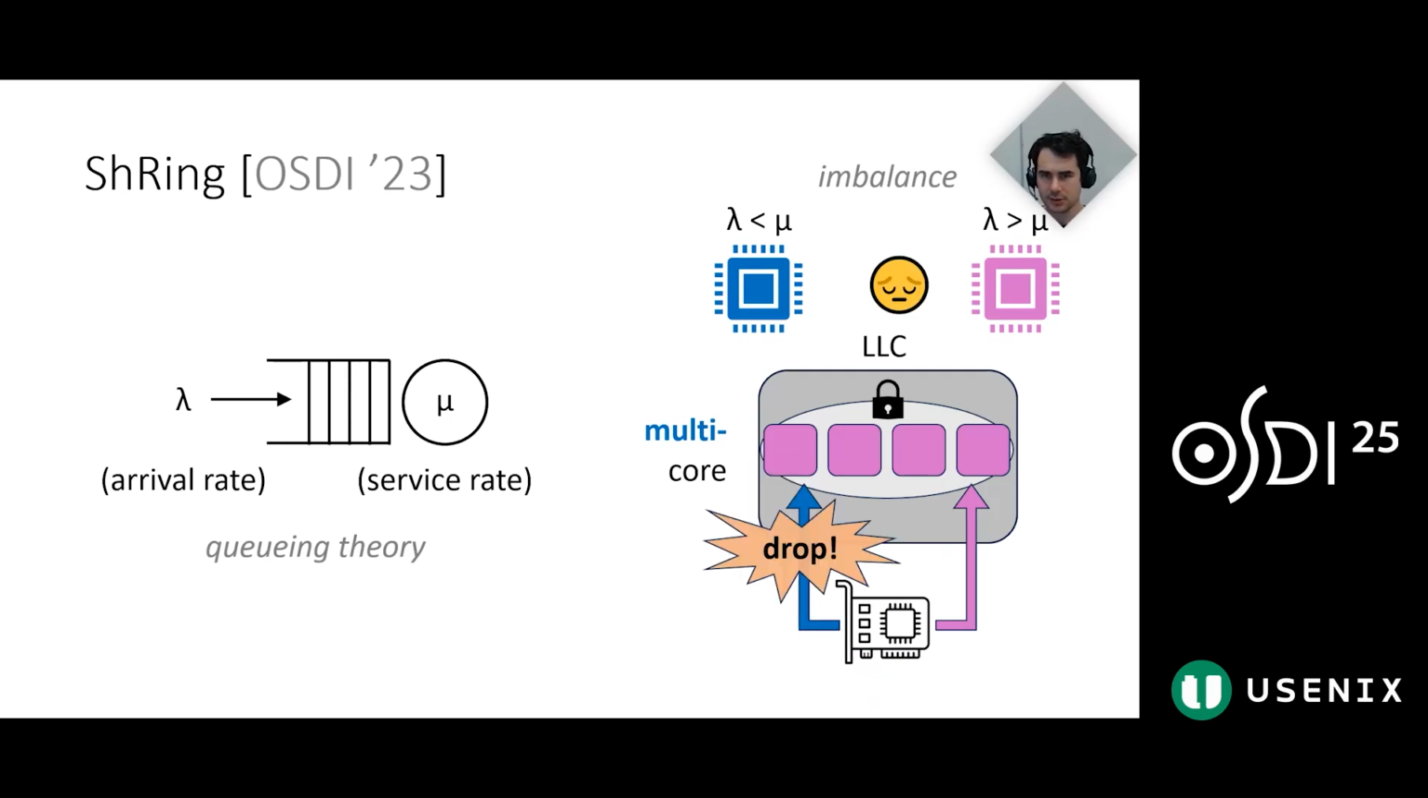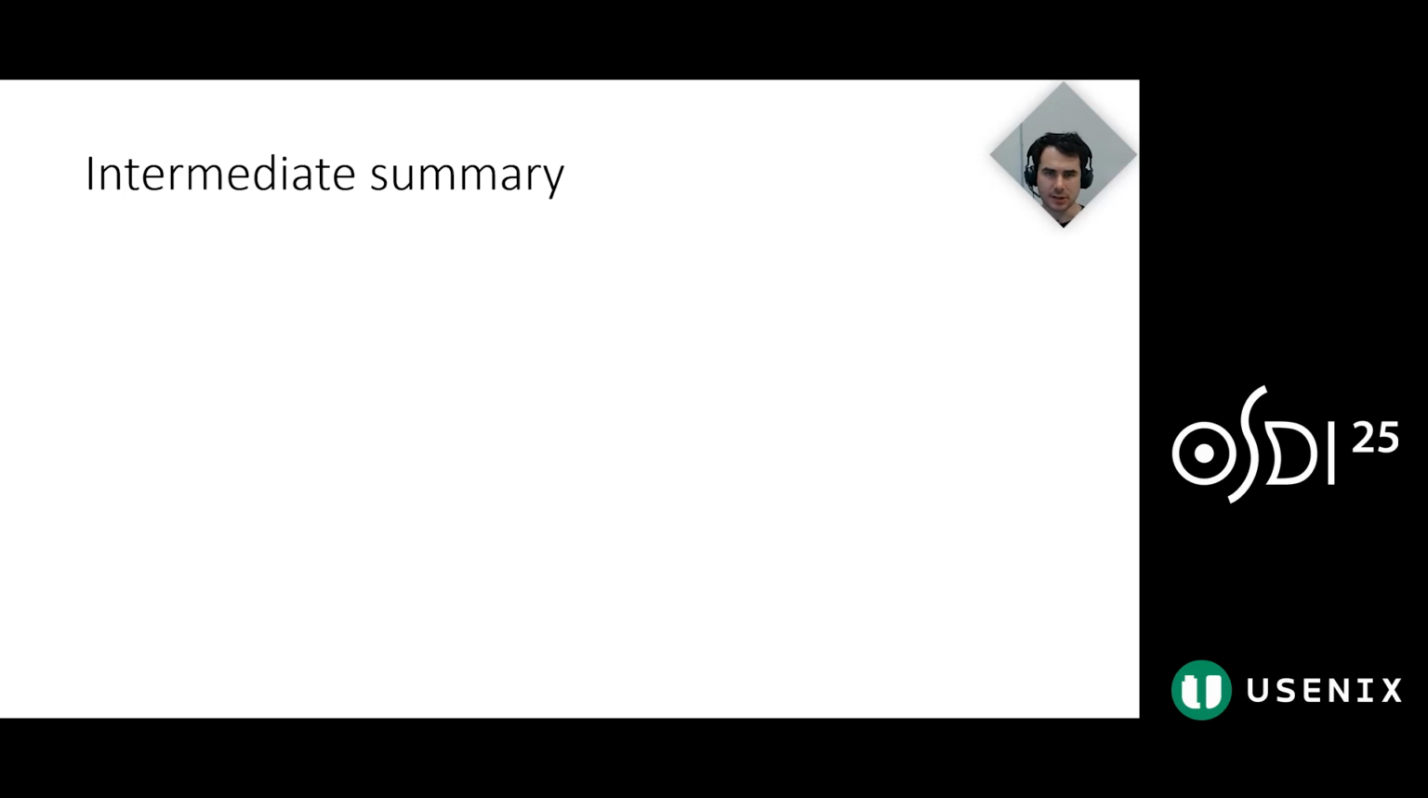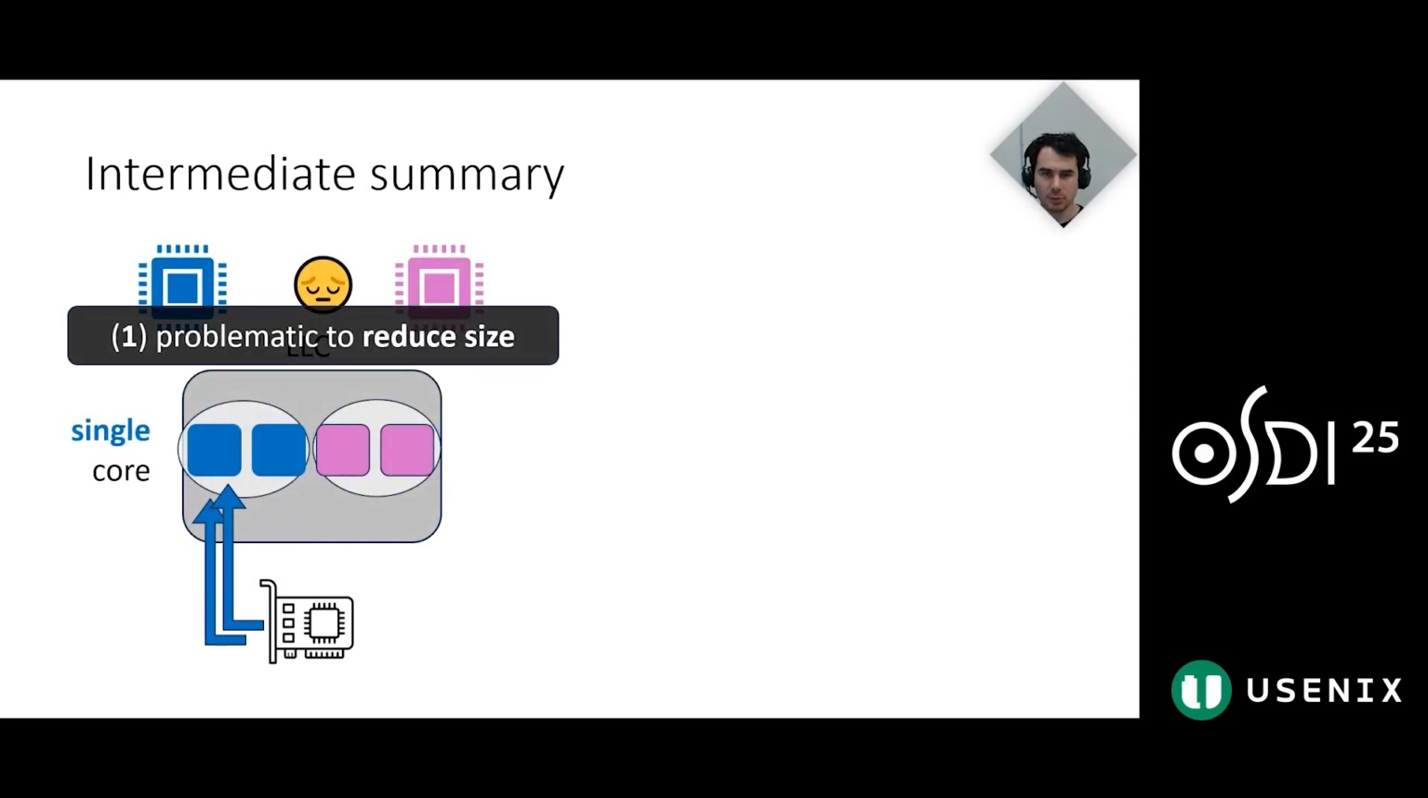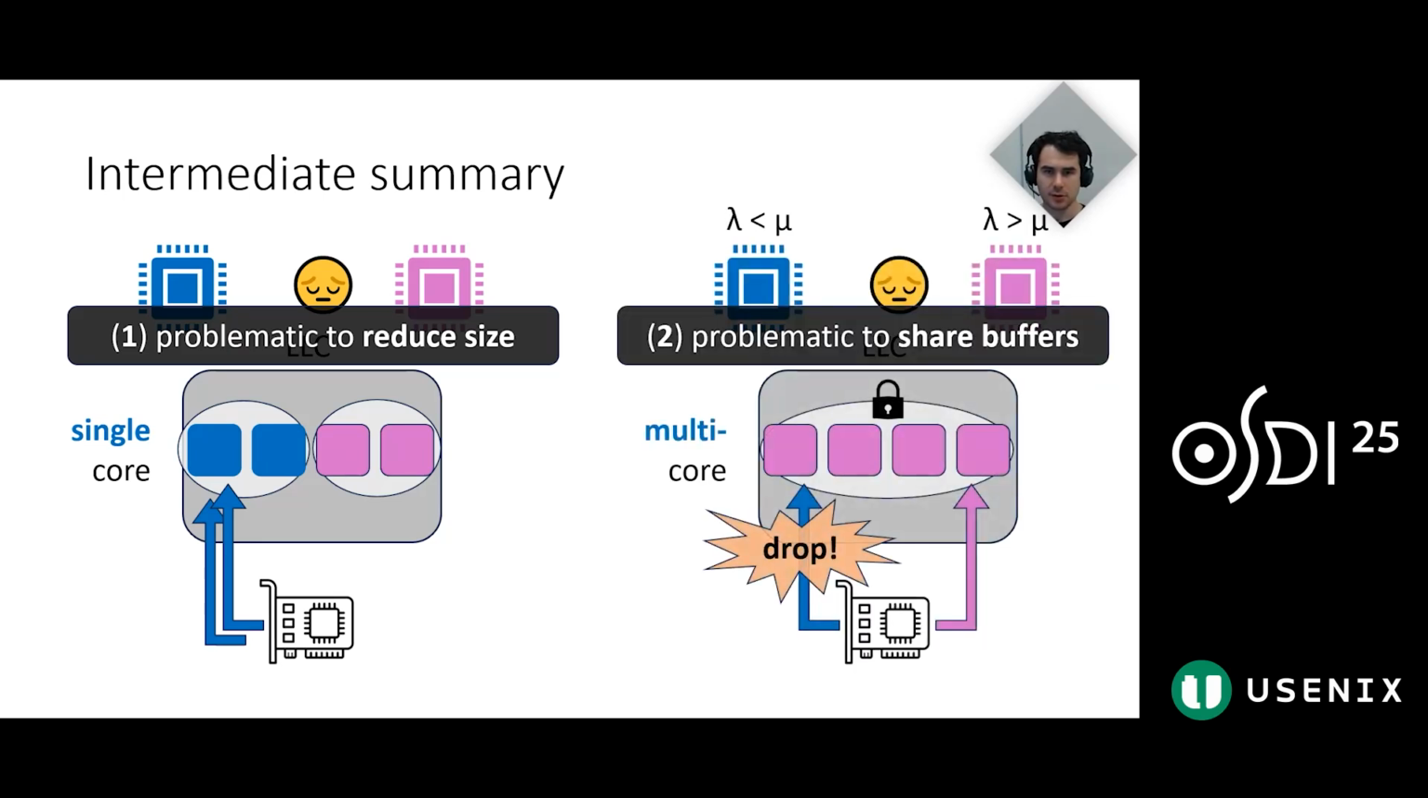To address this issue with shRing, we had to resort to using heuristics to identify imbalance and to fall back to the baseline. Let's summarize what we've seen so far. On the one hand, it is problematic to reduce ring size as it results in packet loss when traffic is bursting. And on the other hand, it is problematic to share buffers as load imbalance results in packet loss. So, what can we do to address this problem?